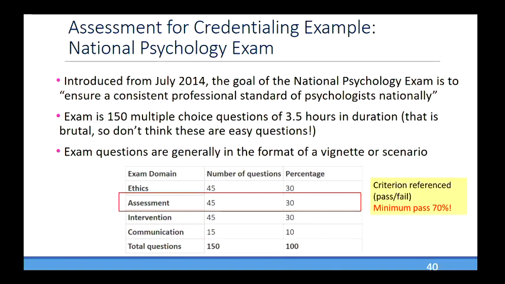But here's the kicker, you need a 70% to pass. So unless you get 70%, you can't register as a psychologist. You can take the exam again the next year, but you're not going to be practicing as a psychologist. So it's pretty tough. This is what we would call a criterion reference test.